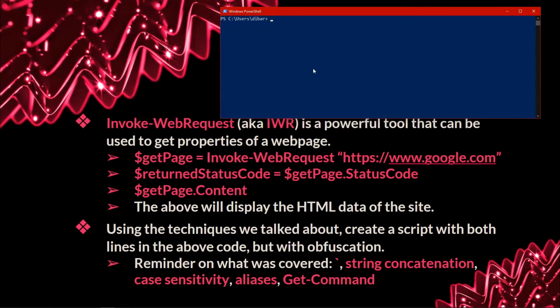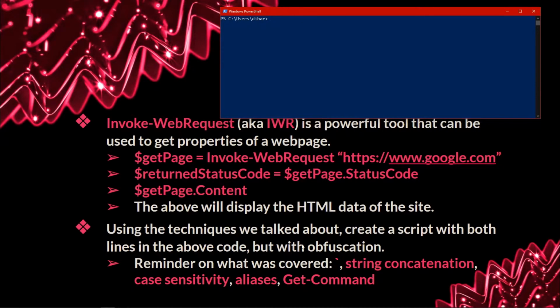What I want you guys to do is turn this simple 3-line script that I have here, which gets the page using Invoke-WebRequest, stores it in the get page variable, takes the status code by doing get page.status code, and then displays the content. What I want you to do in PowerShell is create a script with all of the lines above, but obfuscate it.